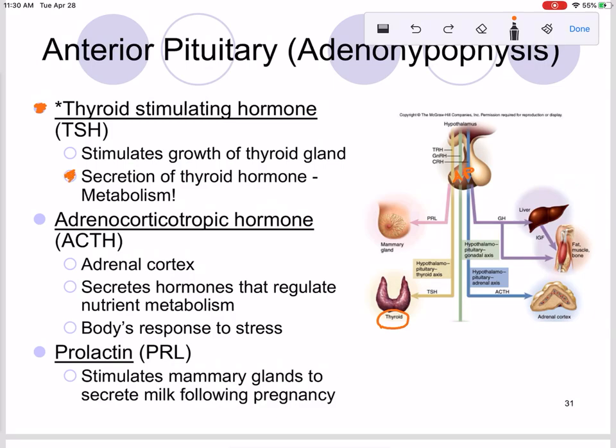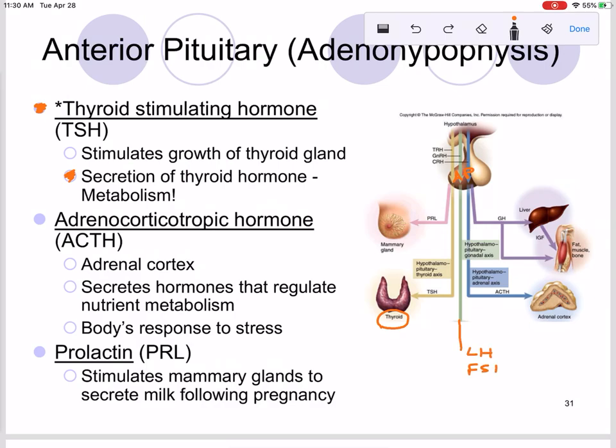And as the name suggests, the thyroid stimulating hormone stimulates the thyroid gland to secrete its own hormone. Thyroid stimulating hormone goes to the thyroid gland and tells it to release its own hormone, which we're going to find out later is thyroid hormone. A couple other things I want to point out while we're on this slide.